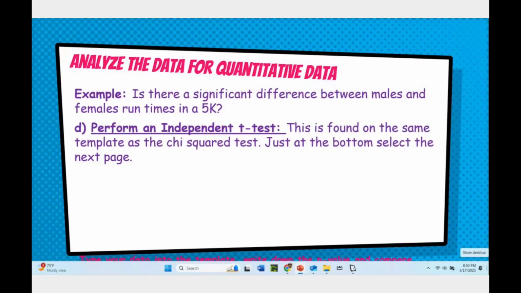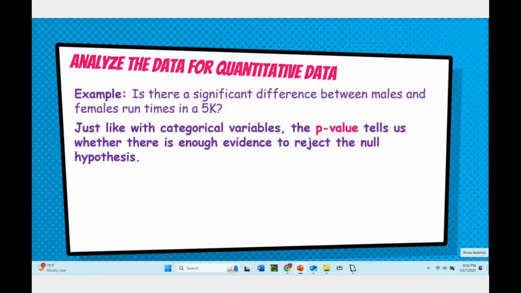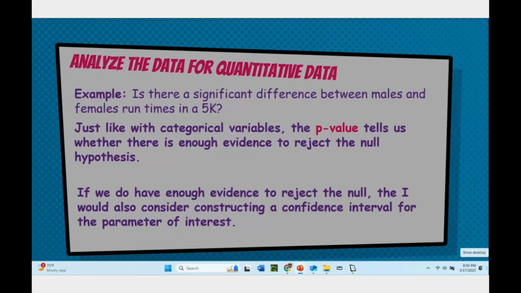And then we're going to perform an independent t-test by typing in our data. So type in your data to the template, write down the p-value, and compare that to the significance value, which is 5%, and then write the interpretation. The interpretation is slightly different with quantitative data. Just like with categorical values, the p-value tells us whether there is enough evidence to reject the null hypothesis.